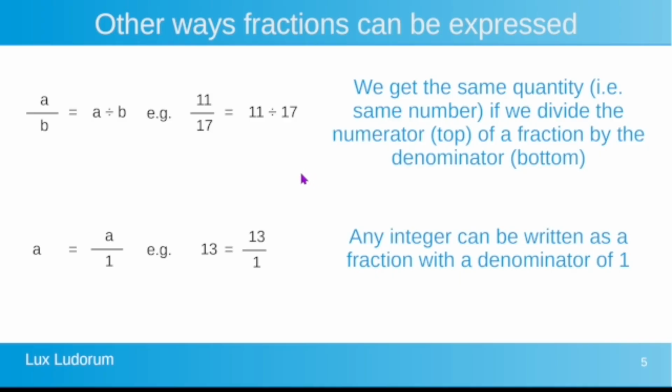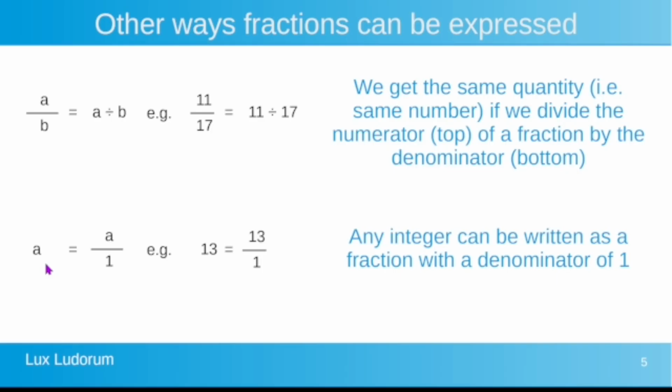Other ways fractions can be expressed. Fractions such as a over b is equal to a divided by b. For example, 11 over 17 is equal to 11 divided by 17. You get the same quantity or number if we divide the numerator, which is the top of a fraction, by the denominator, which is the bottom.